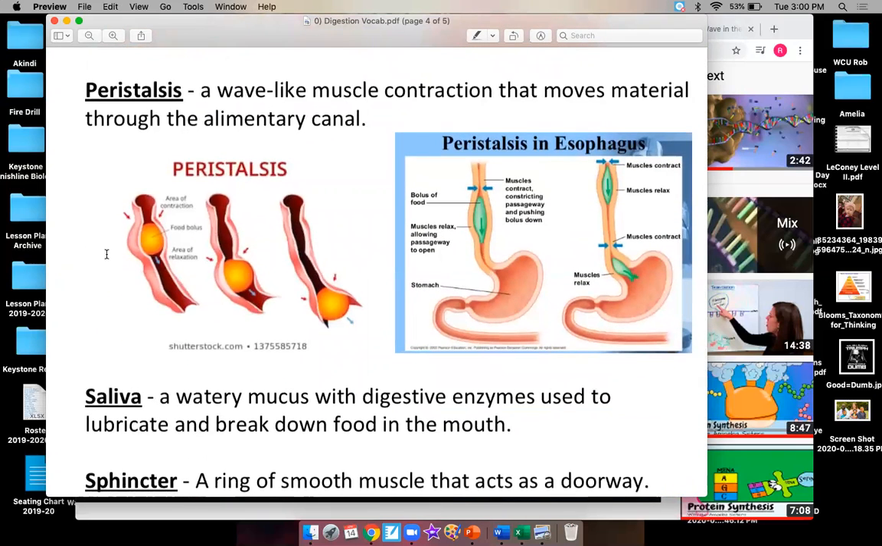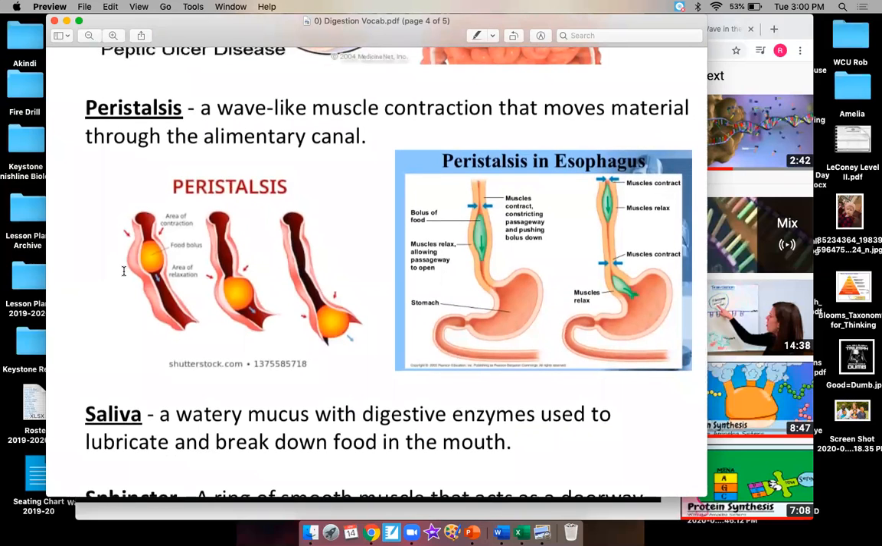Peristalsis. This is how things move in your body, right? When you swallow food, it's not just falling to your stomach. It's not gravity. It's actually a muscle movement, a wave-like muscle contraction that moves materials through the alimentary canal. Meaning, this is your esophagus right here, right? It squeezes the bolus down, which means since it's not gravity, you could actually be doing a handstand and still swallow your food.